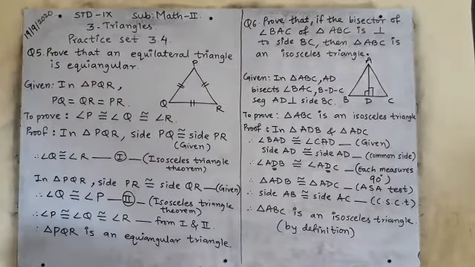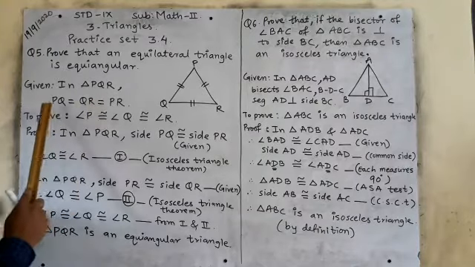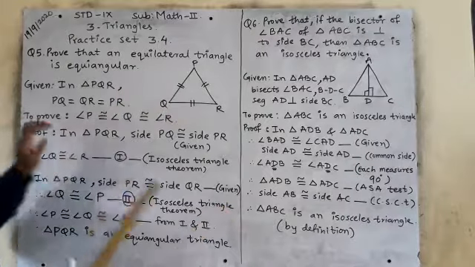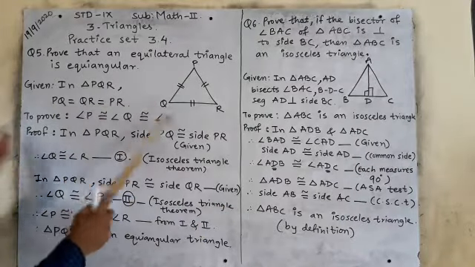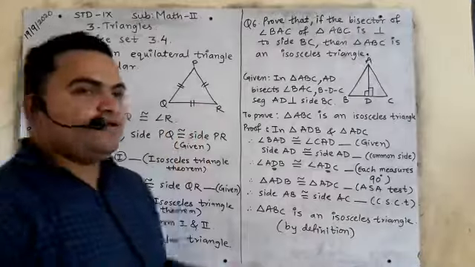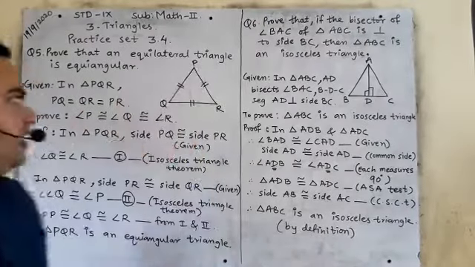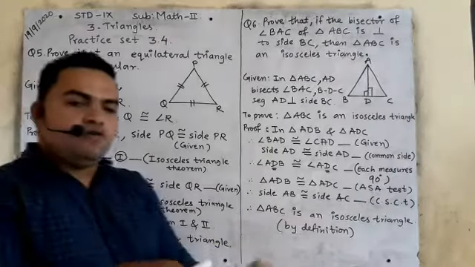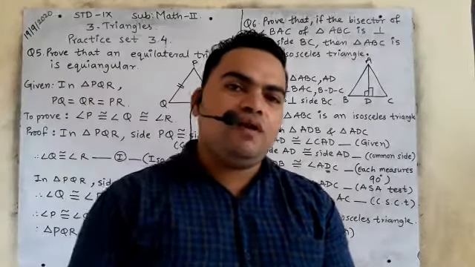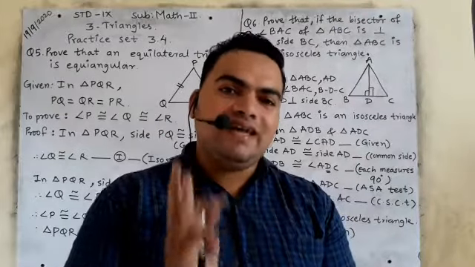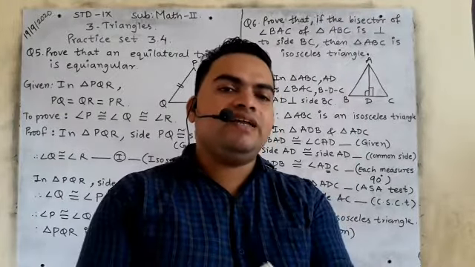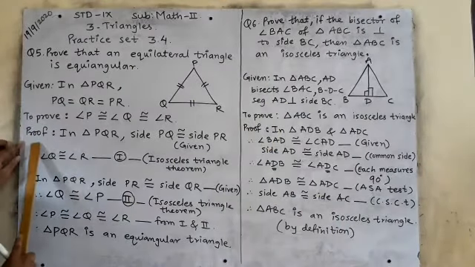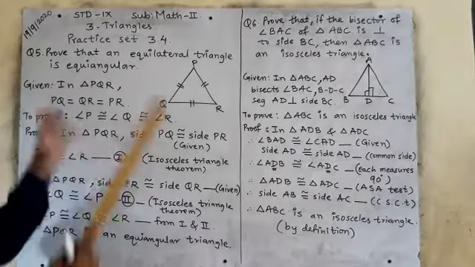So look at the board here. In triangle PQR, what is given? We have considered triangle PQR, and PQ equals QR equals PR. All three sides are equal because it is an equilateral triangle. Now to prove, what is to be proved? All three angles are congruent. Congruent means equal. We have to prove all three angles, angle P, angle Q and angle R, are congruent to each other. So proof: first we will write what is given.